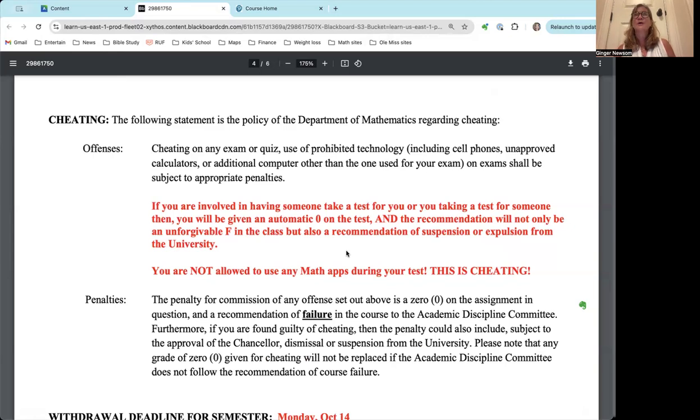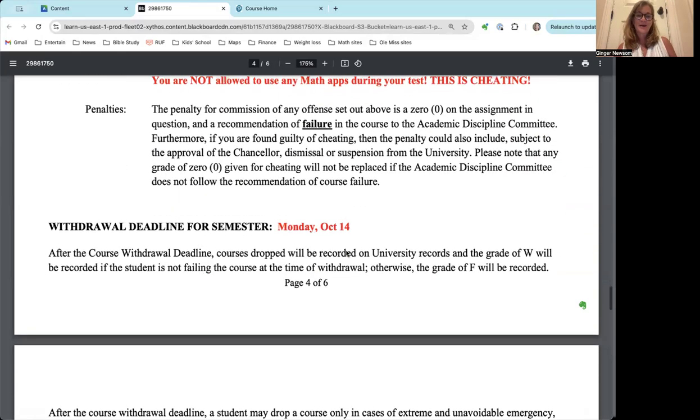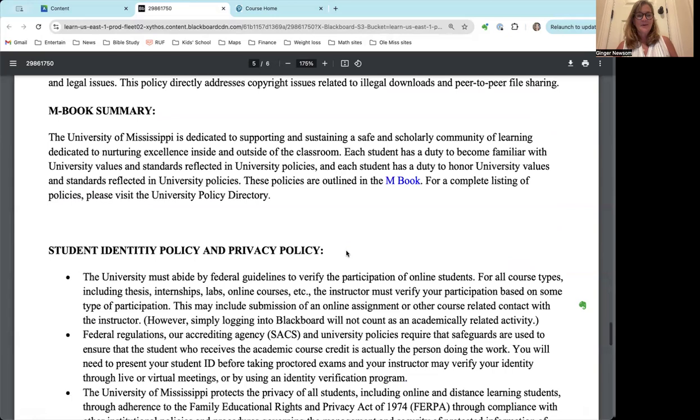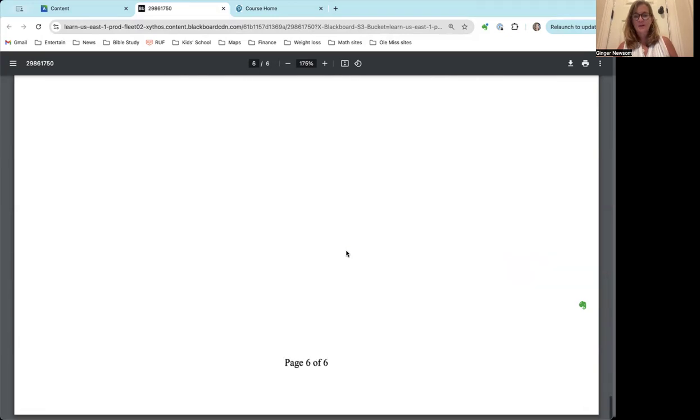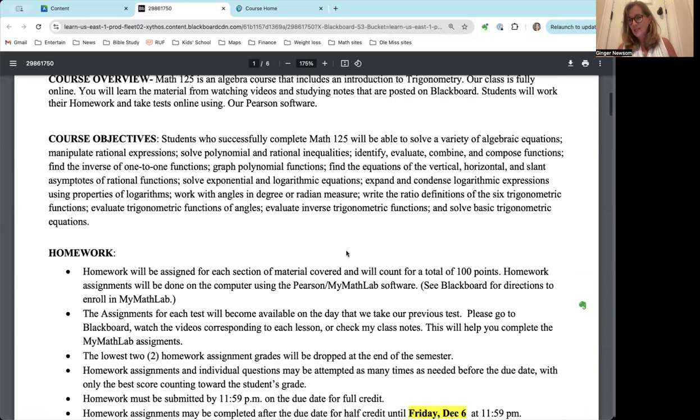And just please know it's a 0 that's unforgivable. So you can't use freshman forgiveness if you get a 0 for cheating. It stays on your transcript. So please, please, please don't cheat in any way. Okay. It's a long syllabus, but that's a syllabus in a nutshell.